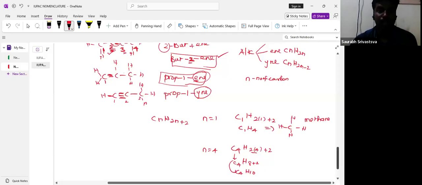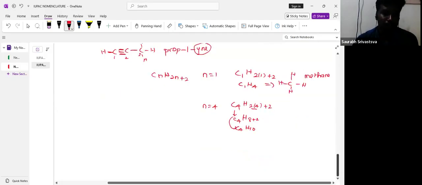4 carbons in a saturated form: 1, 2, 3, 4 carbons you have written. How many hydrogens will it accommodate? Here 3 hydrogens: first, second, third hydrogen. Here first hydrogen, second hydrogen. Next here hydrogen, hydrogen, and next here hydrogen, hydrogen, and hydrogen. So the total number of hydrogens, how much? 4 carbons, 10 hydrogens.